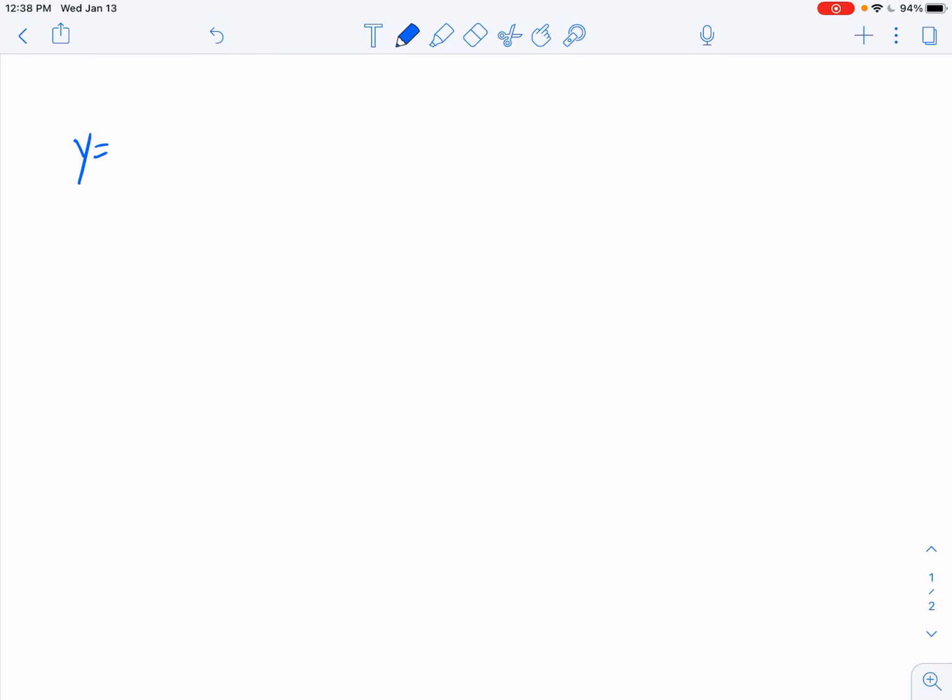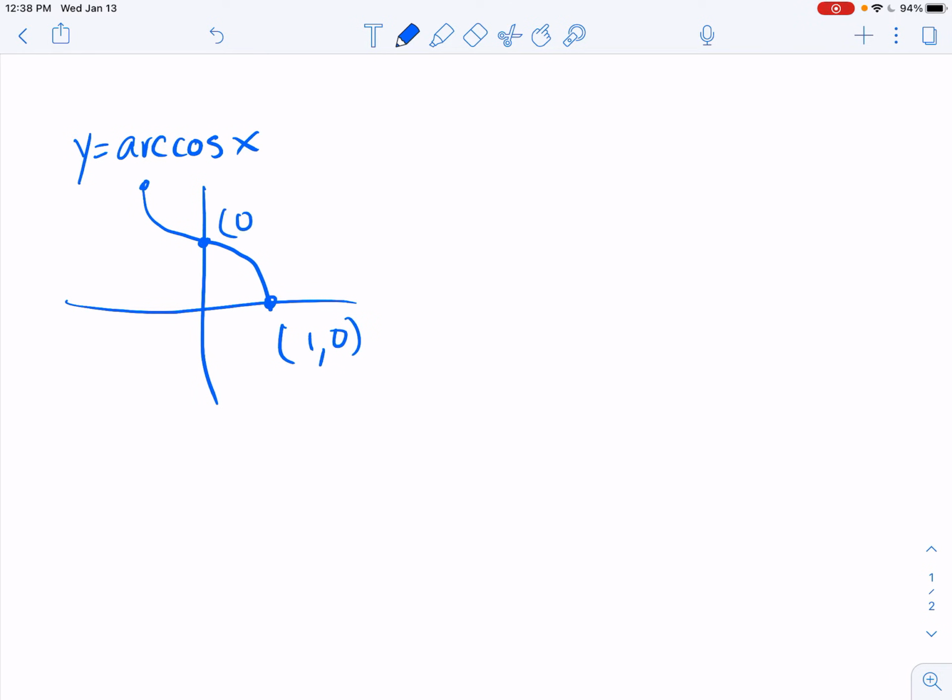So here, arccosine is now going to, if you think back to what we did right here for arcsine, let's do that for arccosine. So let me come down with arccosine. Okay, if I have y equals arccosine of x, then we know this graph looks something like this, where this is the point 1, 0. This is the point 0, pi over 2. And this is the point negative 1, pi.